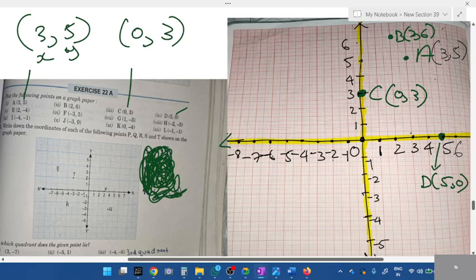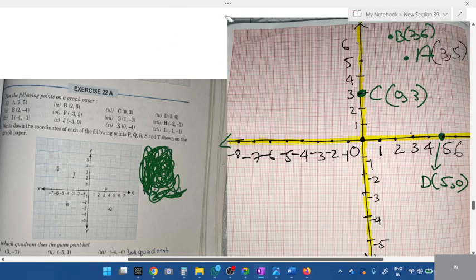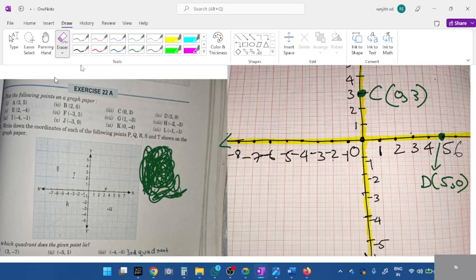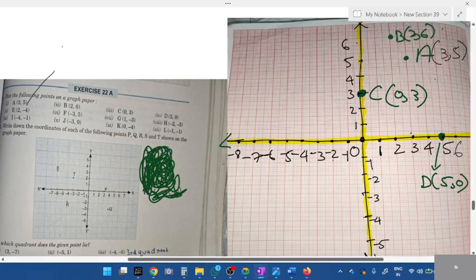E. E is 2 comma minus 4. Where does 2 comma minus 4 lie, students? Which quadrant? Very good. One is positive and the other one is negative, right? That is how you have to check. Look here. Point E lies at plus 2, minus 4. One is positive, the other one is negative. Plus 2, minus 4 is the fourth quadrant.